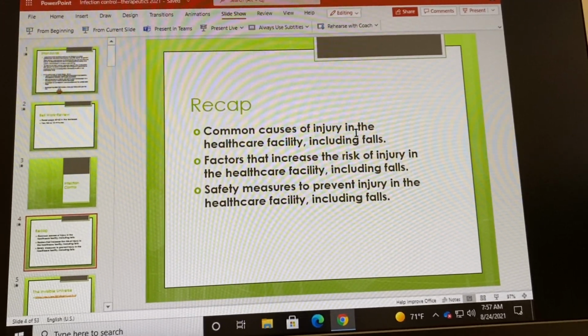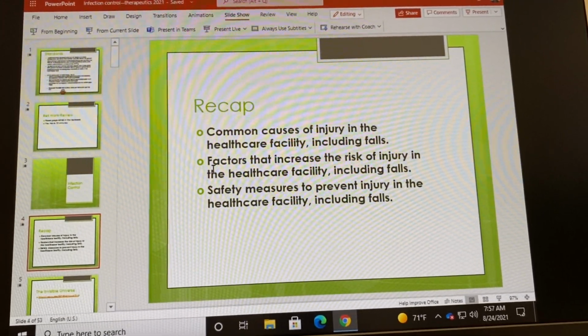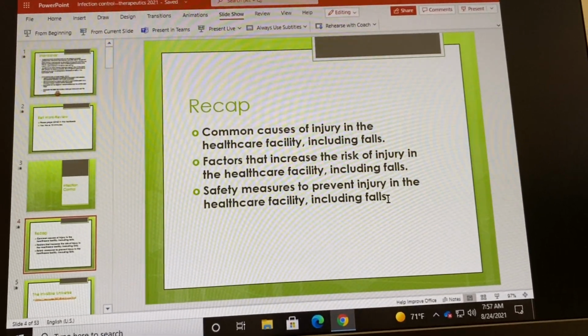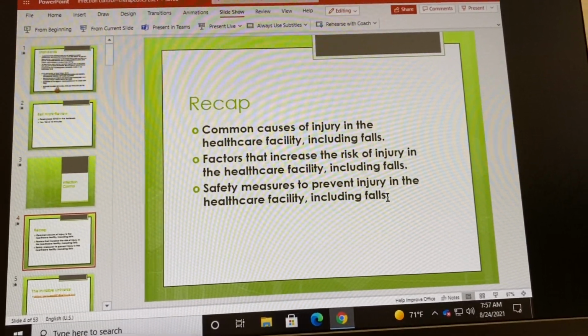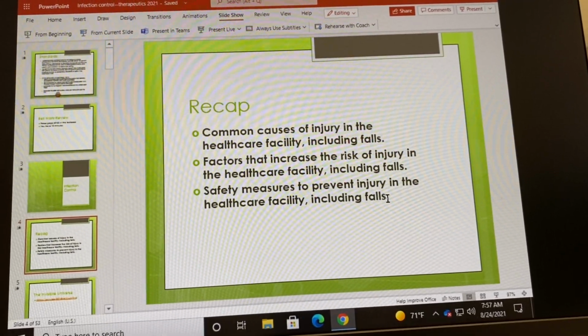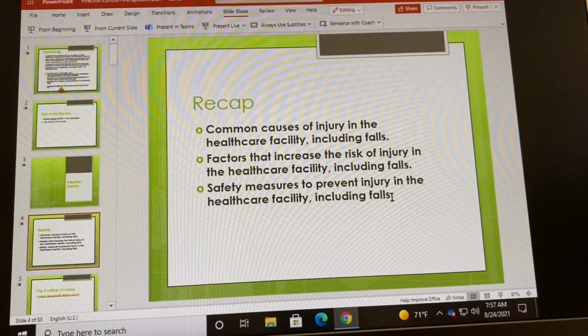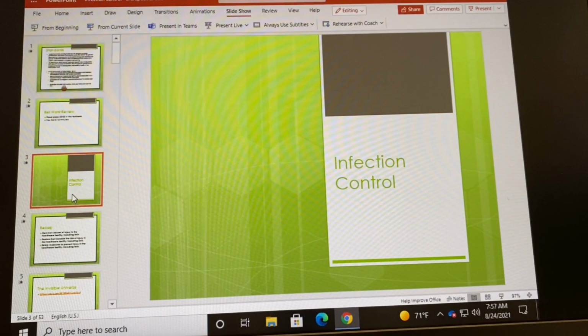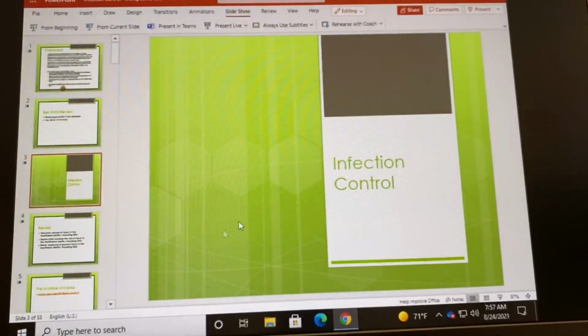So we divided up in groups. Like this was group 1, group 2, group 3, and they had to talk in their group. And once they finished, someone had to report from the group what was discussed. So we're going to review this. And then today we're going to talk about infection control.